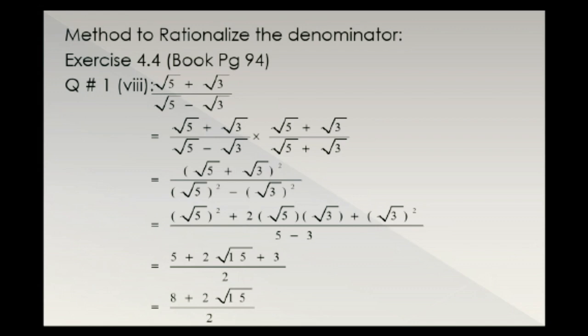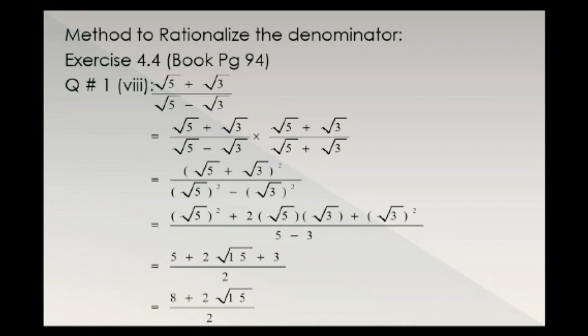Now students, you can see here under root 5 plus under root 3 is having whole square. So which identity we will apply here? Yes, first identity. What was the first identity? A plus b whole square, that is equal to a square plus 2ab plus b square. So we will take a as under root 5, b as under root 3 and we will substitute in the first identity formula. What was that? Under root 5 whole square plus 2 under root 5 into under root 3 plus under root 3 whole square.